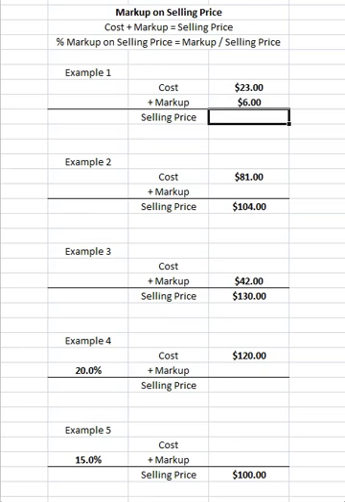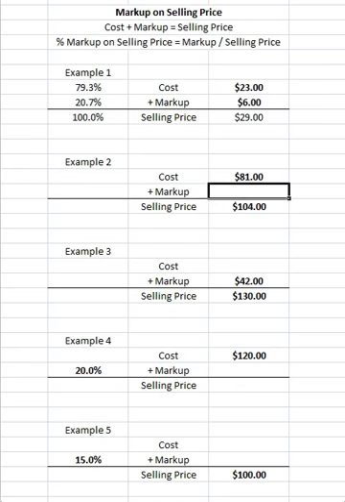Now if we look at these 5 examples. So again, cost plus markup equals selling price, so 23 plus 6 equals 29. Now when we go over to the percentage column, since we're dividing by selling price, the selling price will now be 100%. So then the markup would be 6 divided by 29, or 20.7%, and then the cost would be 23 over 29, which is 79.3%. Now notice that the percentages still have to add up to the selling price percentage. So 79.3 plus 20.7 is 100%.